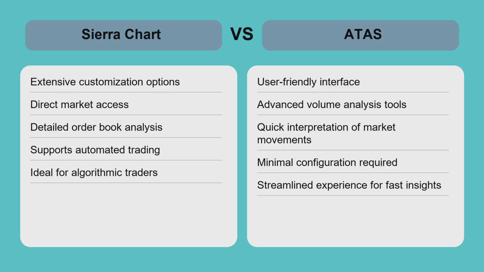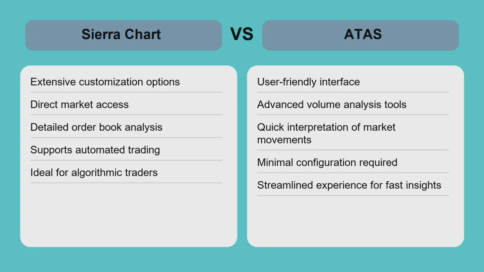Comparing Sierra Chart and ATAS highlights a trade-off between customization and usability. Sierra Chart suits traders who demand granular control and are comfortable with technical complexity, making it perfect for deep data analysis and algorithmic trading. Conversely, ATAS offers a streamlined experience with clear visual tools ideal for discretionary traders seeking fast, actionable insights. For example, a professional futures trader may prefer Sierra Chart to build custom indicators, while a day trader focusing on volume patterns might find ATAS more efficient.